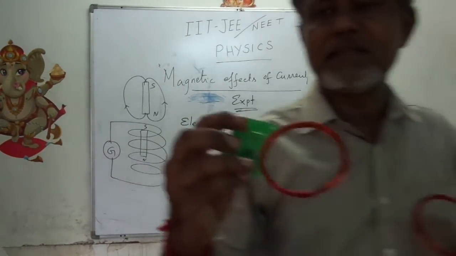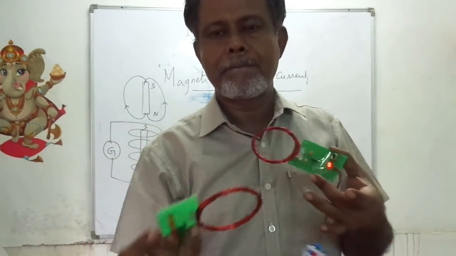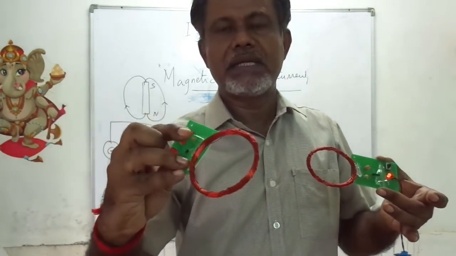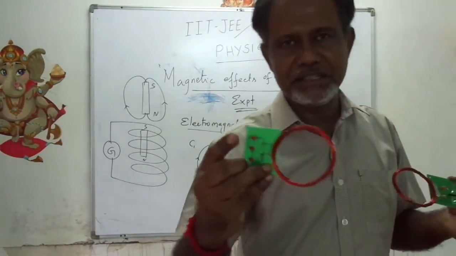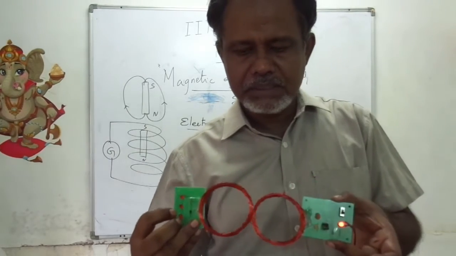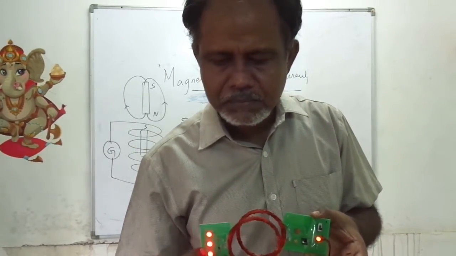Just bring another wire. This is another wire, connected to the galvanometer. We must connect it to the galvanometer. Instead of the galvanometer, connect it to an LED. Just, no, there is no connection. Just bring this close to the light.